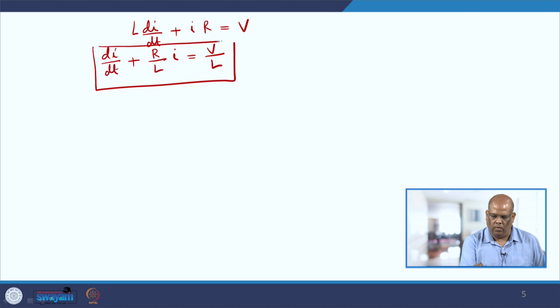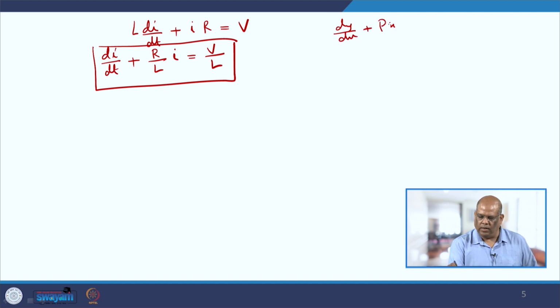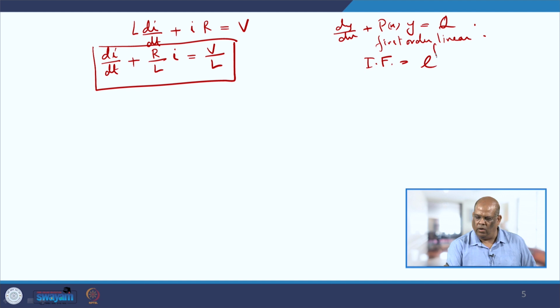Now, this is of the form dy/dx plus P(x) times y equal to some Q, which is a first order linear equation. And we know that we have the integrating factor, which is equal to e to the power integration P(x) dx. Here the value of P is R by L and the value of Q is V by L. Both of them are constants.